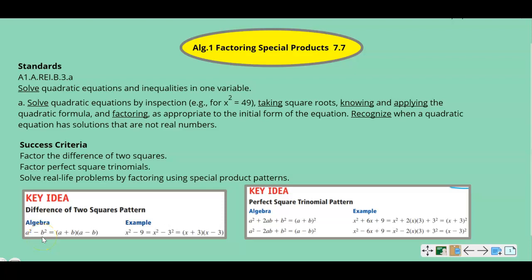Today we're going to be looking at factoring special products. All right, so start with your state standards and your success criteria. To be successful today, you need to be able to factor the difference of two squares, factor perfect square trinomials, and solve real-life problems by factoring using special product patterns.